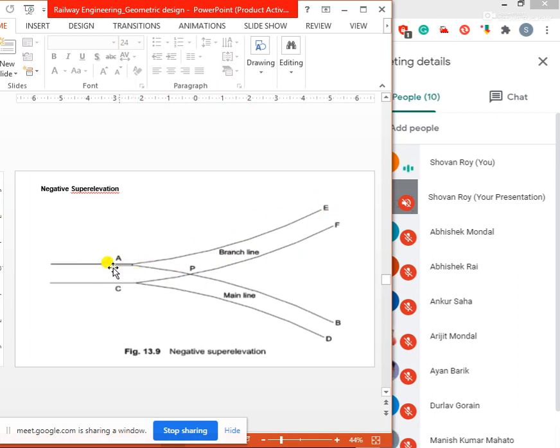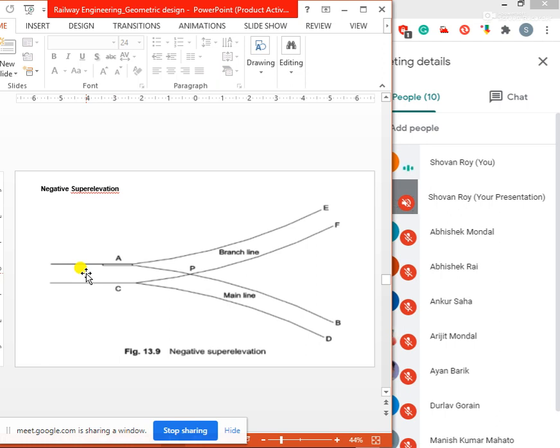Therefore, when the vehicle is moving through the branch line, point C should be higher than point A. But when the vehicle moves through the main line, point A should be higher than point C. This is the contradictory condition in railway engineering. For that purpose, the fundamental of negative super elevation has been introduced in railway engineering.